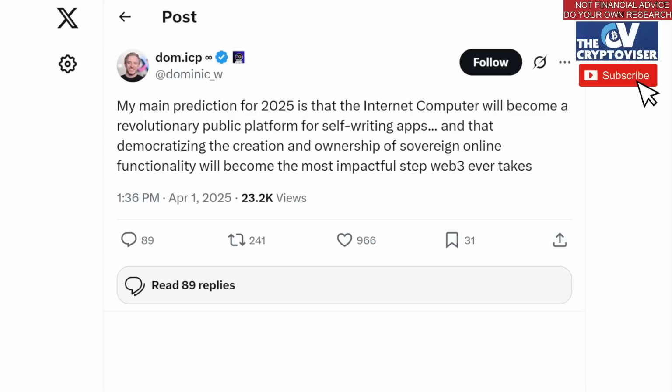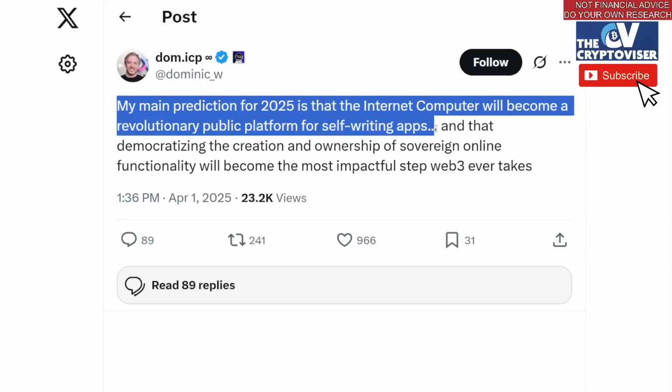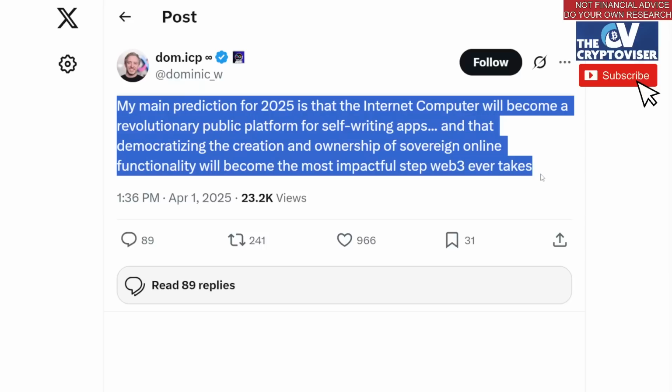So Dominic, the chief scientist at Dfinity Foundation, the main developer behind Internet Computer Protocol, said on X, and hopefully not as an April Fool's joke, he said, "My main prediction for 2025 is that the Internet Computer will become a revolutionary public platform for self-writing applications, and that democratizing the creation and ownership of sovereign online functionality will become the most impactful step Web3 ever takes."